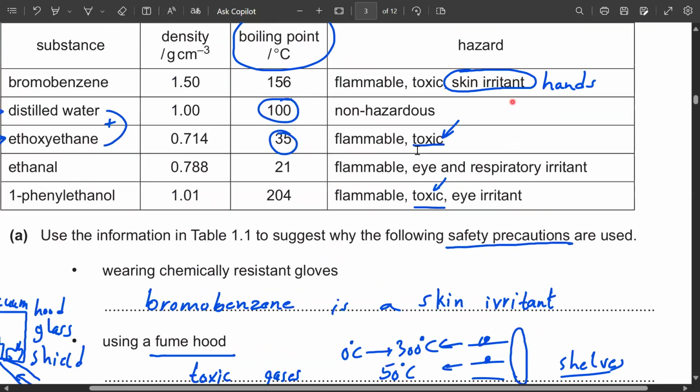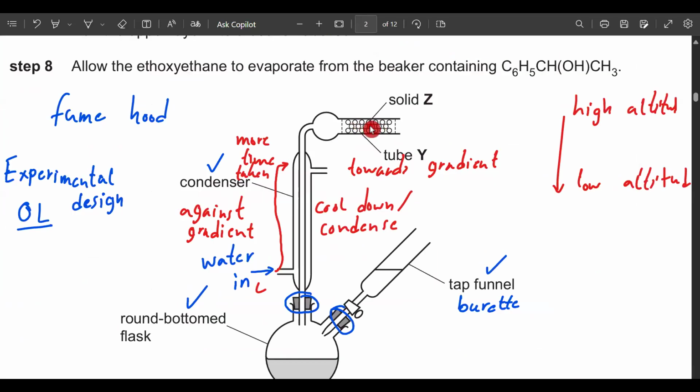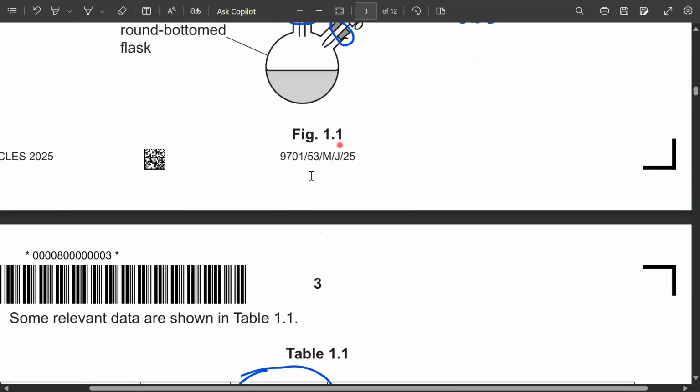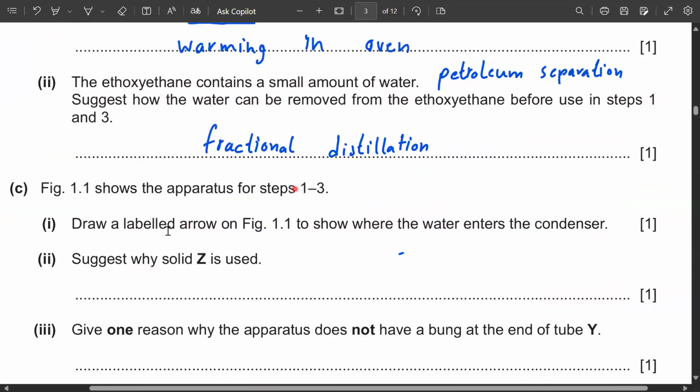So when the water is going to be removed from the condenser, these solid particles will help to remove the water. We would say they prevent the water from getting into the apparatus. That's what we can say. These solid particles will prevent the water molecules from moving back into the apparatus.